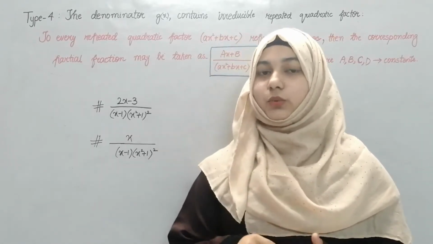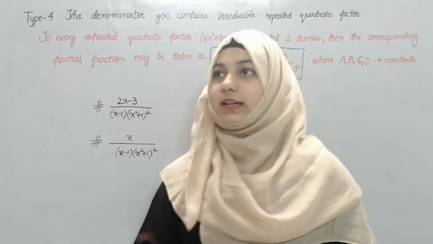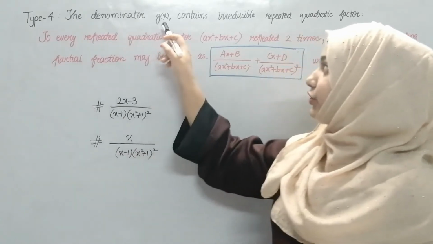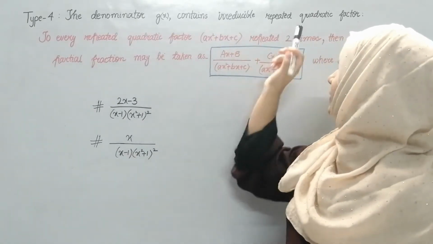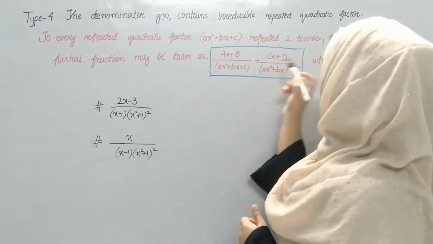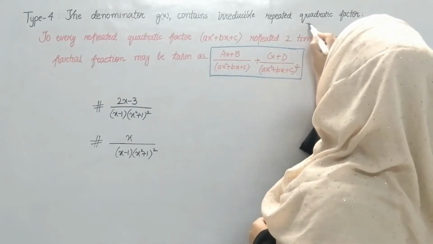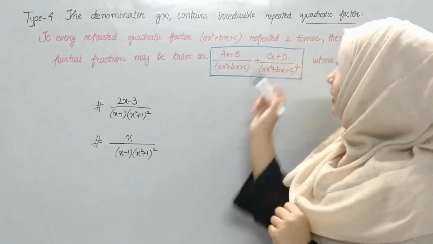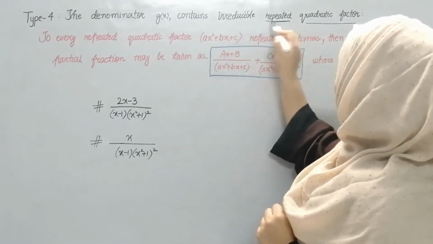In the previous video we saw type 3 partial fractions. Now type 4, what does it say? The denominator g of x contains an irreducible repeated quadratic factor. So here we have a quadratic factor just like in type 3, but the extension here is that it is repeating.